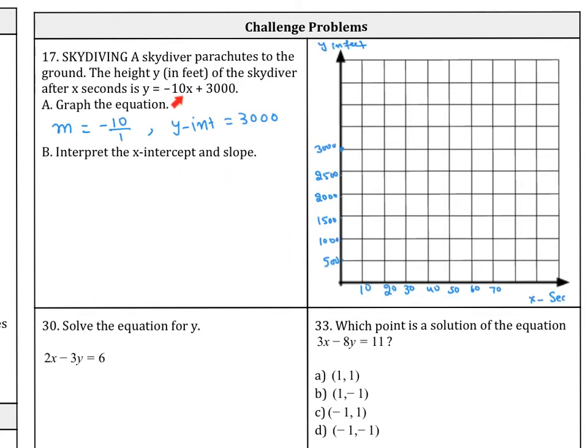The slope, we take as negative 10 over 1, and the y-intercept is 3000. I made this axis for y in feet: 500, 1000, 1500, 2000, 2500, 3000 feet. I'm going to start my line from (0, 3000), which is your y-intercept. Then when you graph the line, you go down 10 over 1 and down 10 over 1.